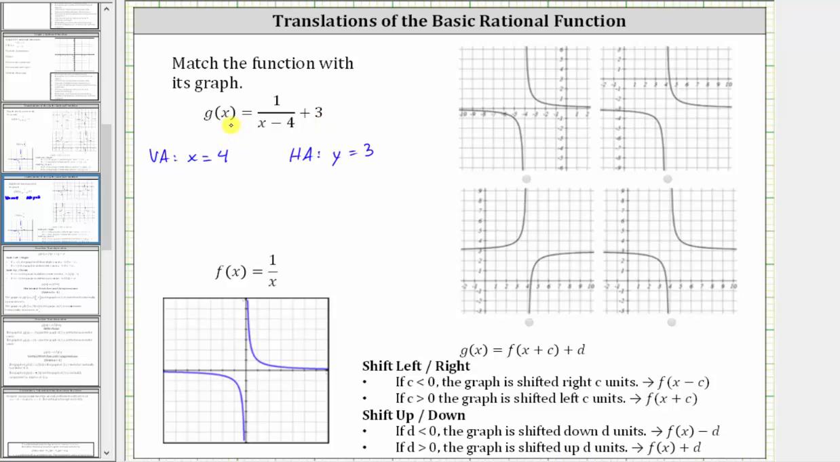And now let's write g of x as a translation of f of x using function notation. To get the fraction with the denominator of x minus 4, the input for f would have to be x minus 4. So we can say g of x equals f of the quantity x minus 4, which would give us the fraction, and then we'd have plus 3. Writing g of x in this form, we should be able to recognize, because the input for f is x minus 4, g of x is f of x shifted right 4 units, and because of the plus 3, f of x is also shifted up 3 units.